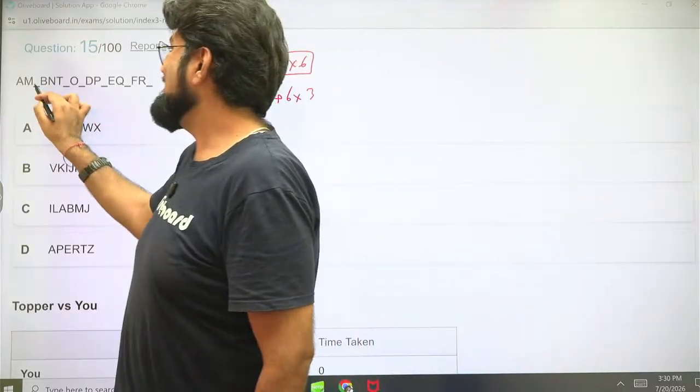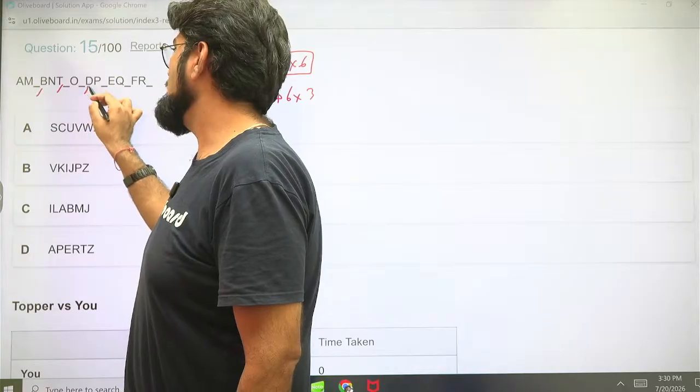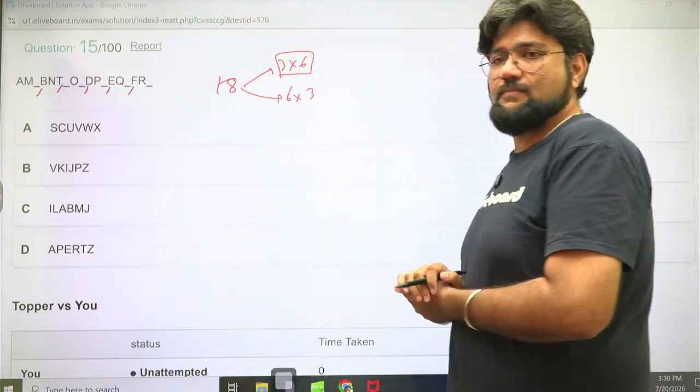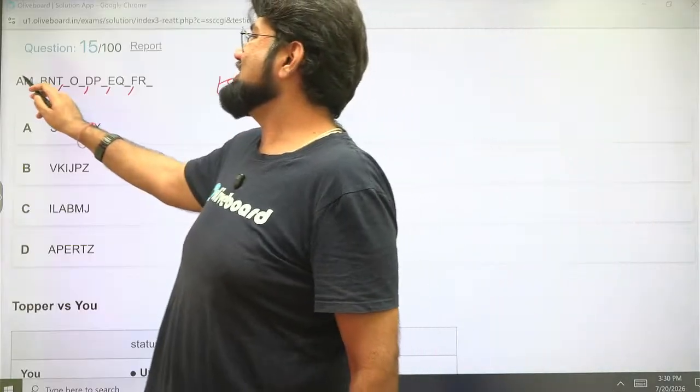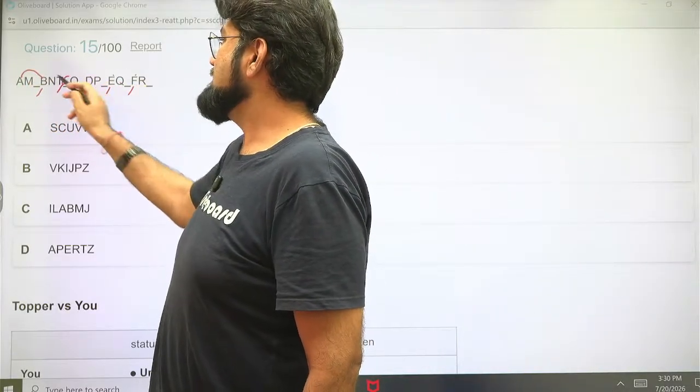So I will see AM dash, comma, BNT, comma, O dash O 0 dash O dash, comma, DP dash, EQ dash, FR dash. These are the clusters. Now if I look at the first letter, I will see A, B, dash, D, E, F. So this is C. Second letter is C.